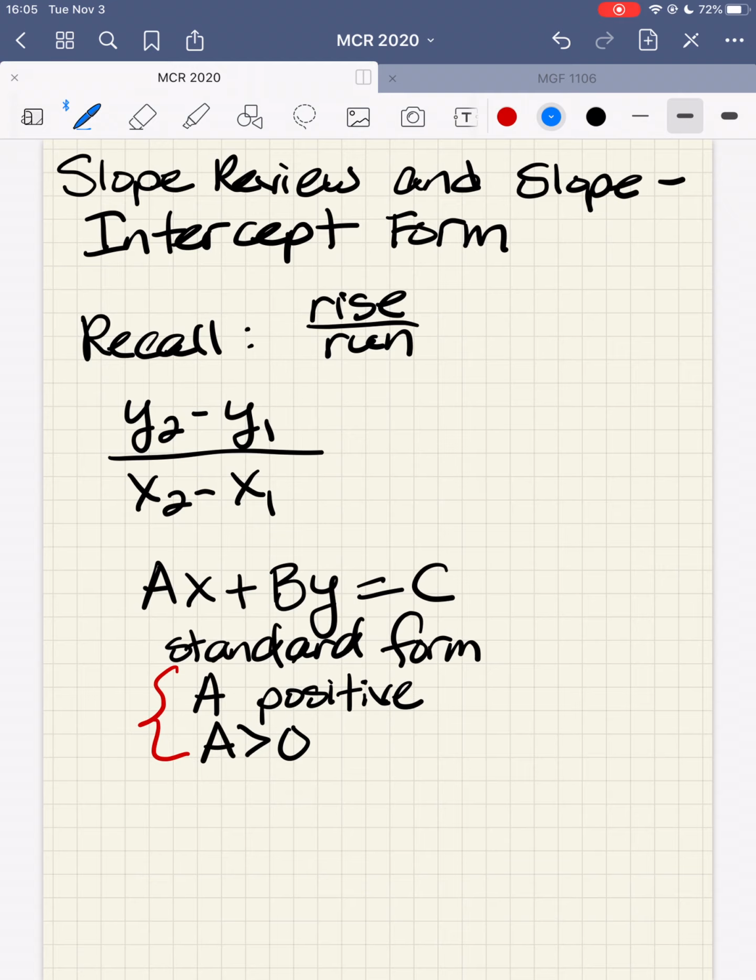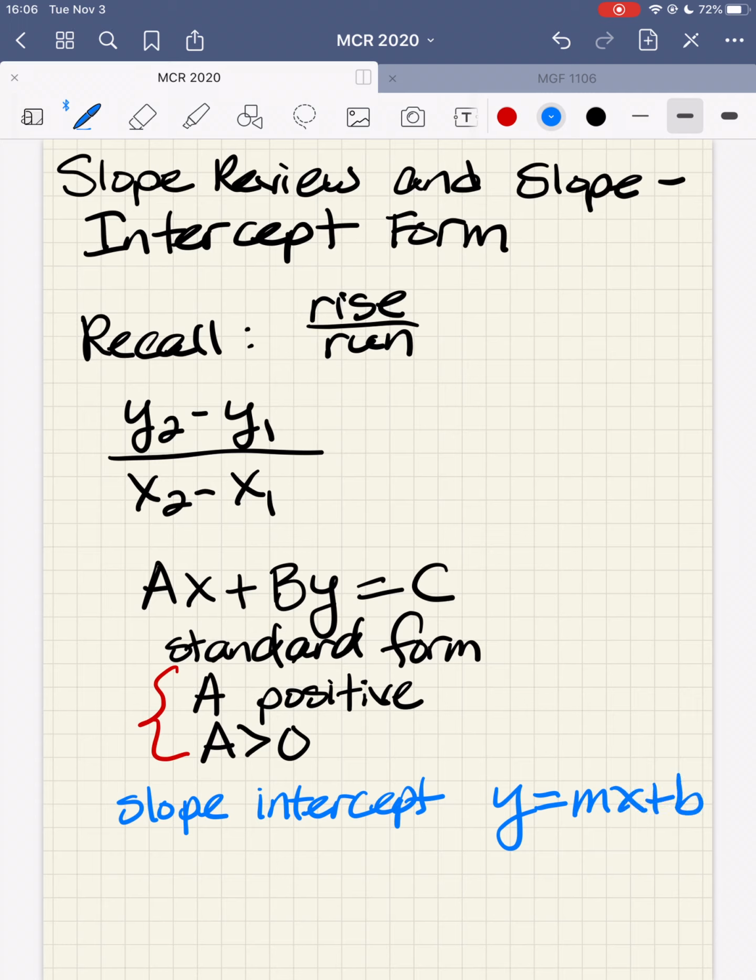So now we have seen the slope-intercept form. Slope-intercept form is in the form of y equals mx plus b. You have talked about this before, where m is actually your slope. So if you have an equation in this format, you can literally look at m and say, oh, that's my slope. b is your y-intercept.